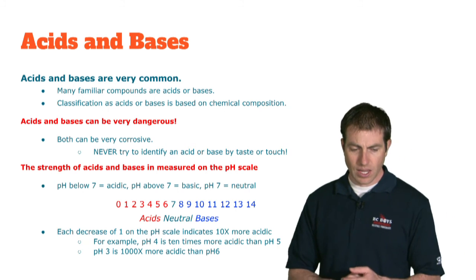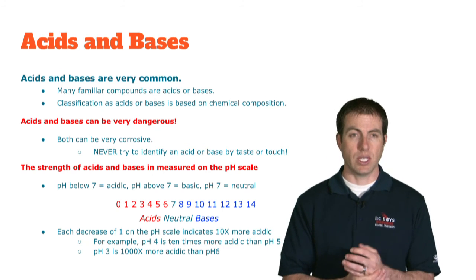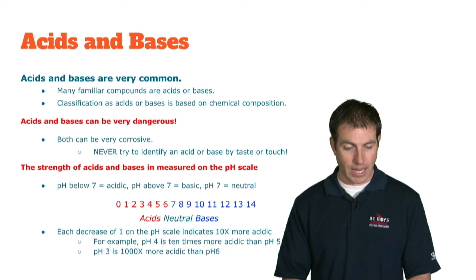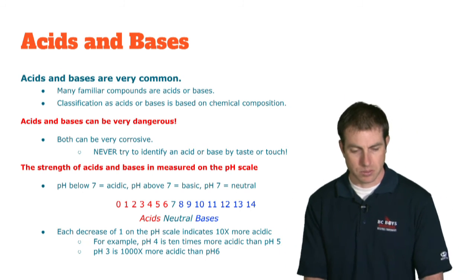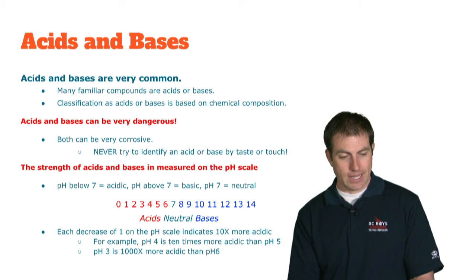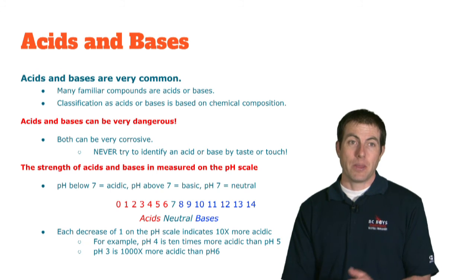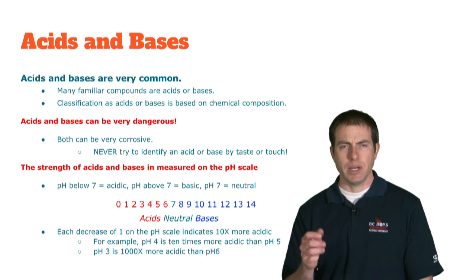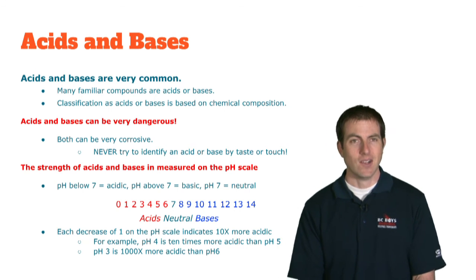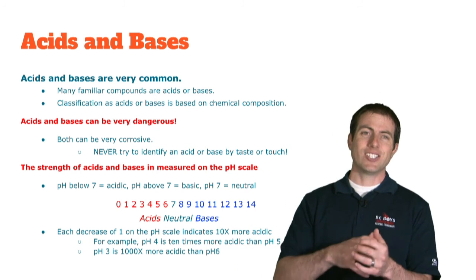So acids and bases can be dangerous if they're concentrated enough. They'll definitely burn your skin and cause a lot of irritation. And acids especially can eat away at metals, which isn't a good thing if you get some acid on a metal. And as a general rule, it says never try to identify an acid or base by taste or touch. It's kind of funny that we say that, and then we say, oh yeah, by the way, acids are sour and bases are slippery when you touch them. So we tell you not to do it, but then we say we can classify them based on their taste and touch. So it's just a general rule in science.